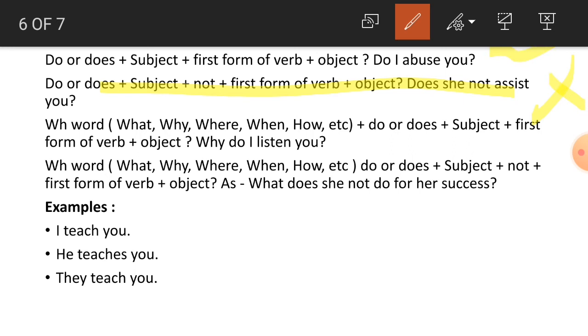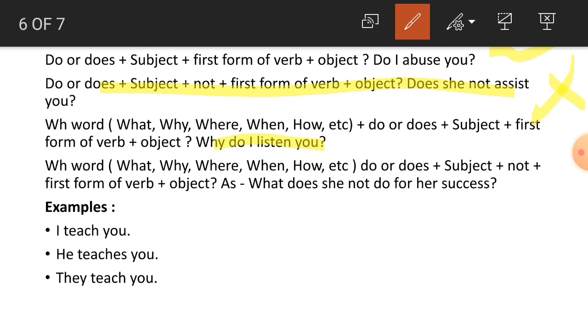Next is the WH word: what, why, where, when, how, etc. WH word plus do or does plus subject plus first form of verb plus object. You can check this example: Why do I listen to you? I have used do here because I is the subject in this sentence.